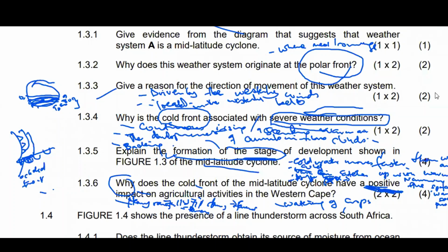So that means it cleans the polluted rivers, or it cleans the polluted environment. And that means even the water that is going to come to the agricultural products, or to the crops, is going to be clean water. Why? Because the cold front has got rainfall. Do you see how this is very important? Do you see how that is very important?